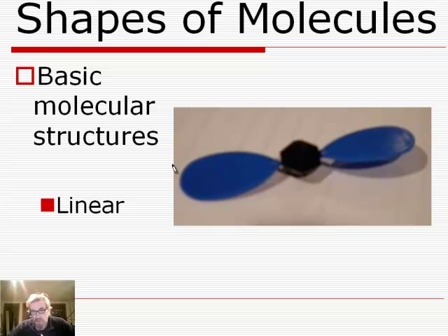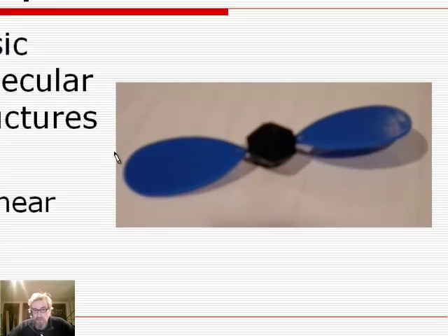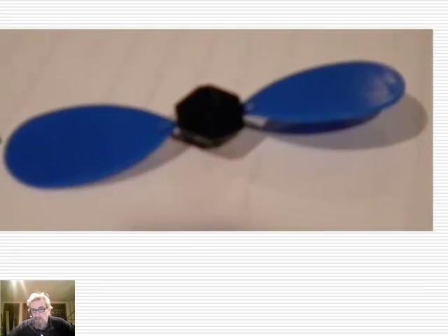Here's the simplest one. We just took a look at this earlier, and that's the linear shape that we saw with BeCl2. When you have two regions of electron density, two lone pairs or two bonds, the best they can do, the farthest they can get from each other is 180 degrees. And we see that here in this basic shape. 180 degrees is as far away as they're going to get from one another.